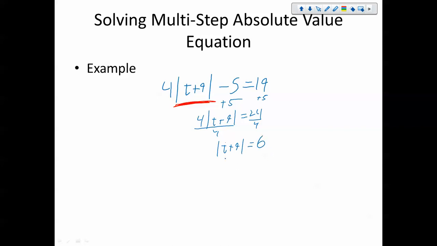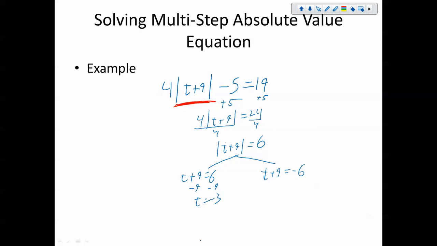Now that the absolute value is solved for, I'm going to split it into two equations. One of these equations is exactly the same as what we have over here. The other one, I'm going to change the sign. I'm going to make that negative 6 instead of positive 6. So we're going to subtract 9 from both sides to get this one.